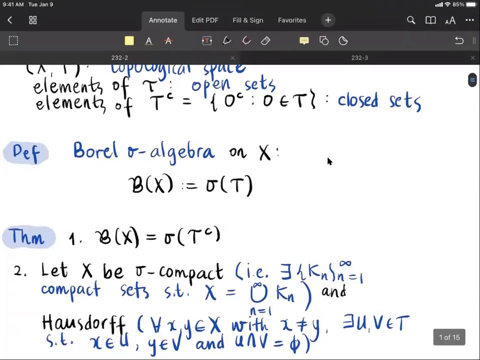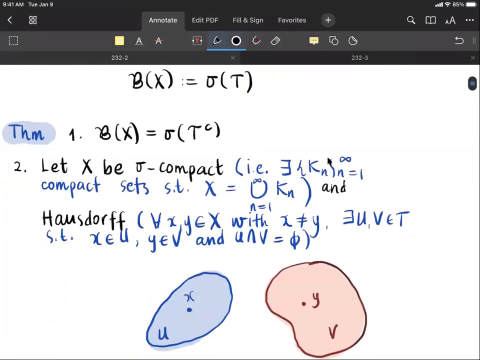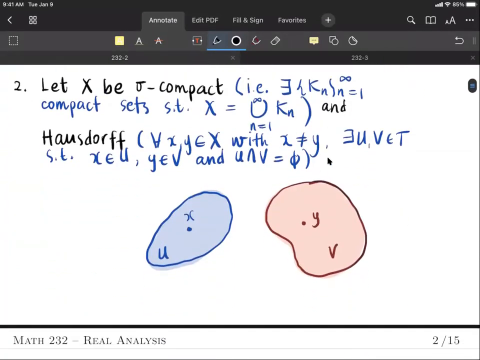Consider a sigma compact topological space X. In other words, there's a sequence of compact sets K sub n such that the union of these compact sets is X. So in other words, we can divide the topological space X into a countable union of compact sets. So recall, what do we mean by a compact set?